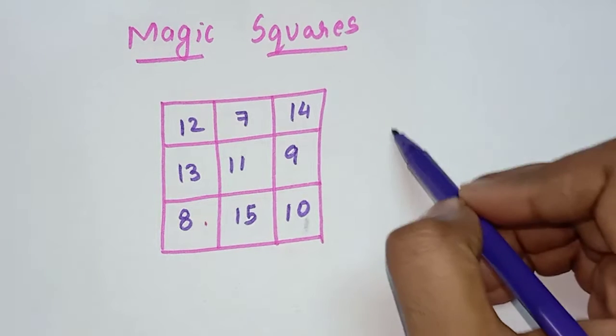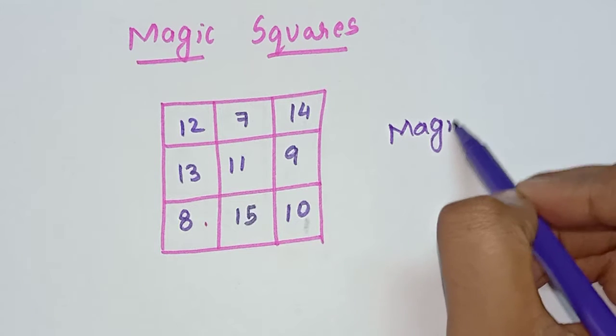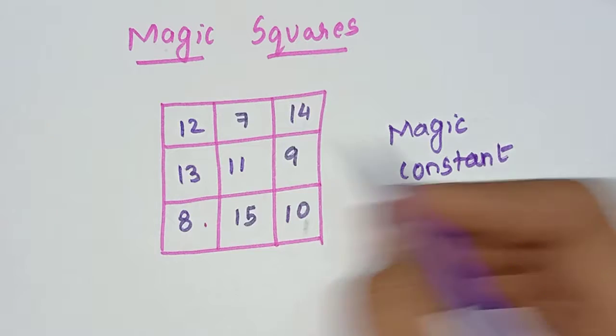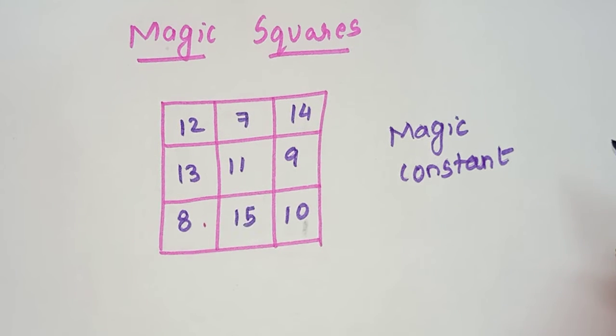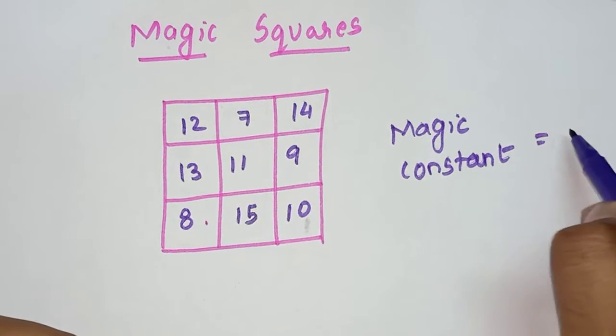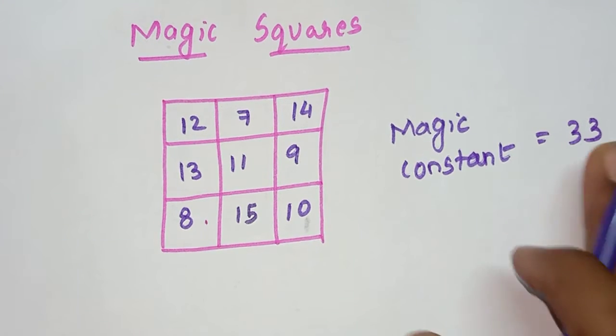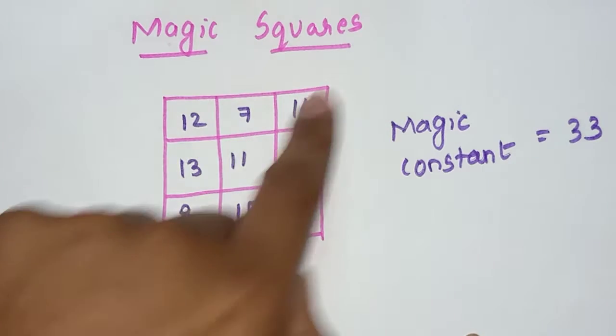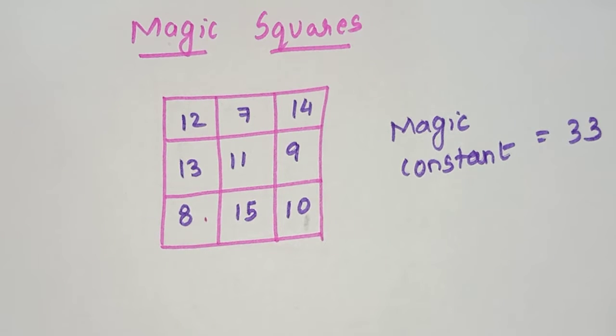And the value 33 is known as the magic constant. Means the value of this magic square is known as the magic constant, and for this square the magic constant is 33, because you will get 33 when you add all the columns, all the rows and both diagonals. This is known as a magic square.